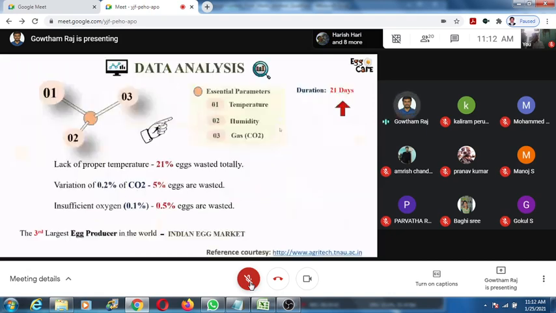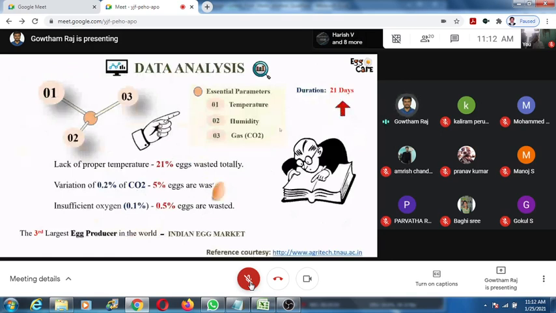Regarding the incubation and hatching periods, the main data analysis is that due to lack of temperature control, when the temperature varies, 21% of the eggs will be wasted in the total slot. If carbon dioxide varies within 0.2%, 5% of the eggs will be wasted. Then there is insufficient oxygen. Normal incubators by default contain an oxygen hole. If oxygen is insufficient, it leads to problems when the carbon dioxide mixes with the oxygen. When 0.1% is lacking, 0.5% of eggs are wasted.